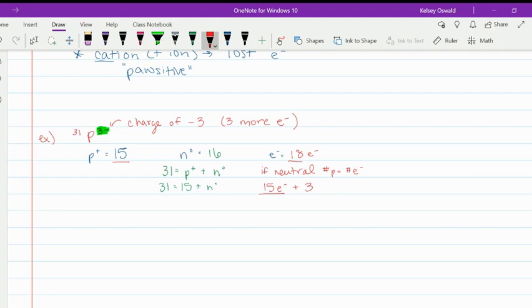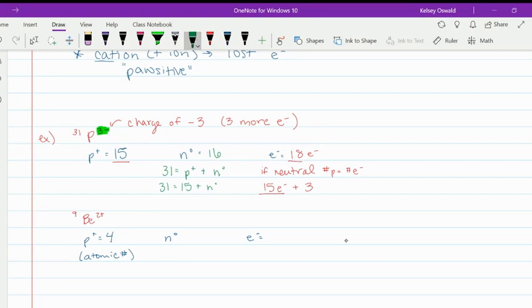Let's look at one more example here. Let's say in this case, we have beryllium 2 plus with a mass number of 9. All right, so again, we want to find our number of protons, neutrons, and electrons. Okay, so again, to find our number of protons, we just look at our periodic table at our atomic number. If we look at beryllium, our atomic number is going to be 4. So that means we have 4 protons.